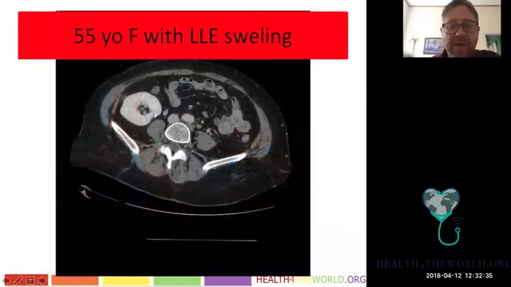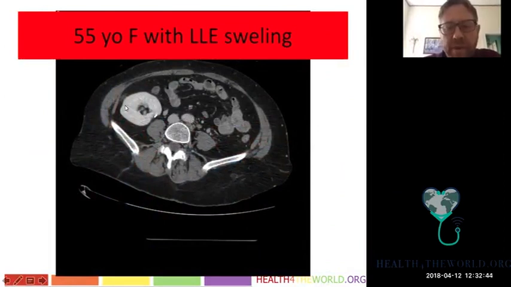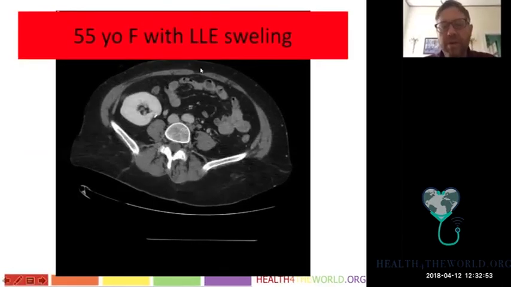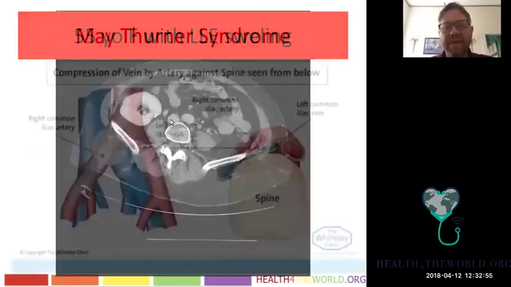Here's an example of May-Thurner syndrome in a 55-year-old female with left lower extremity swelling. Here we have the aorta. We have a large kidney, a single kidney here. As we scroll down, let's go back up. So we see the aorta here, all right? And we have the IVC.